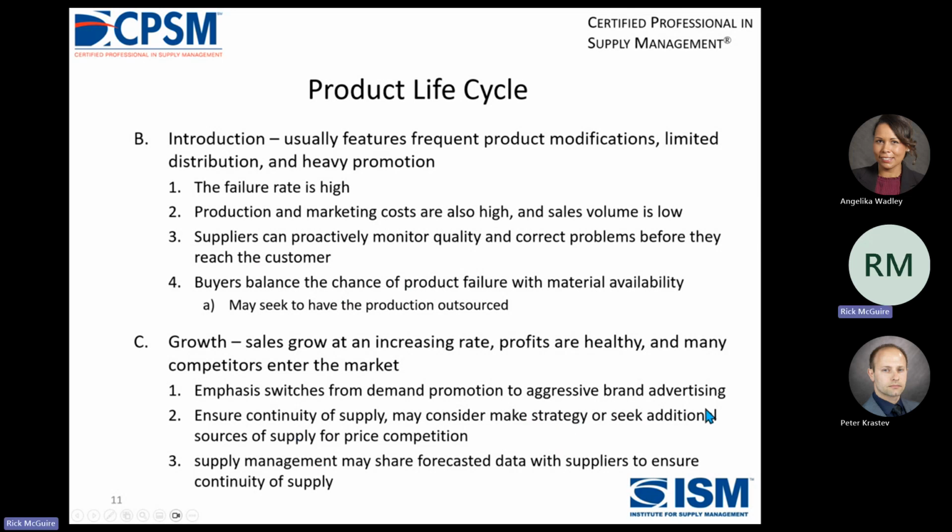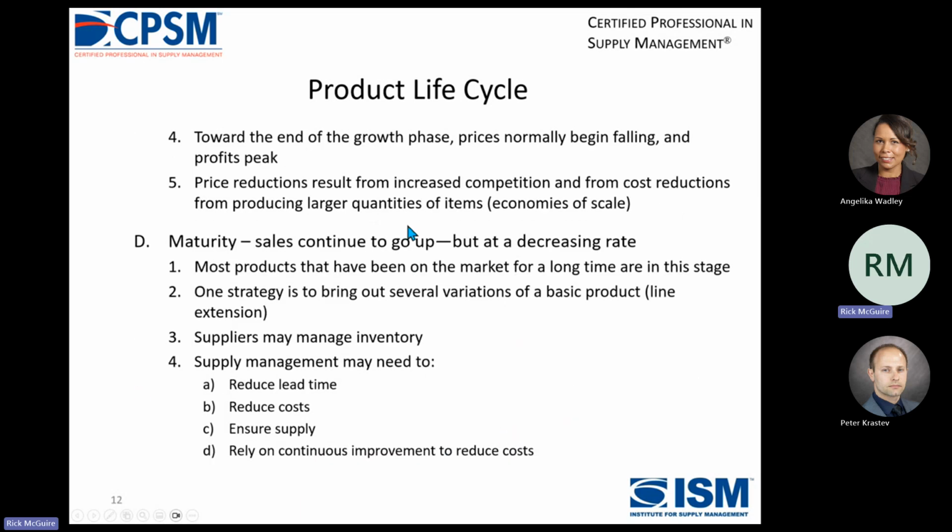They consider a make strategy or seek additional sources of supply, and supply management may share forecasted data with suppliers to ensure supply. So you can go with 2 or 3 suppliers making the same part if you've got good enough growth. Toward the end of the growth phase, prices normally begin falling and profits peak. Price reductions result from increased competition, because you're making so much money, you get a lot of competition coming into the space, producing larger quantities of items.